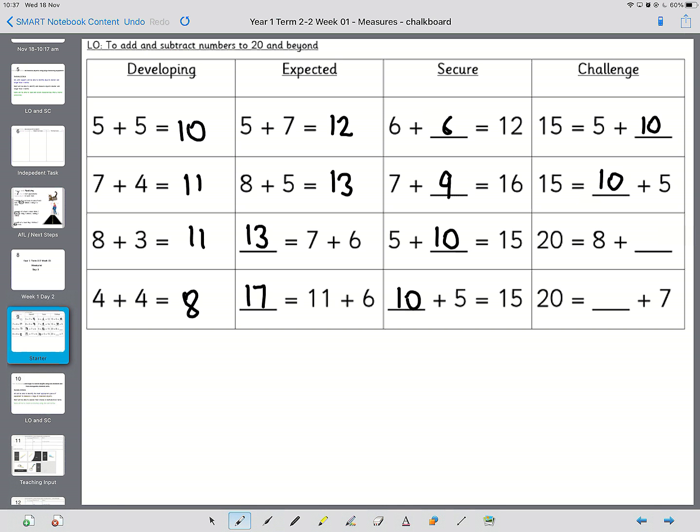Right, now to finish with, number bonds to 20. 8 plus 2 makes 10, so 8 plus 12 makes 20. 7 plus 3 makes 10. 13 plus 7 makes 20. Brilliant. I bet you did fabulous with those.